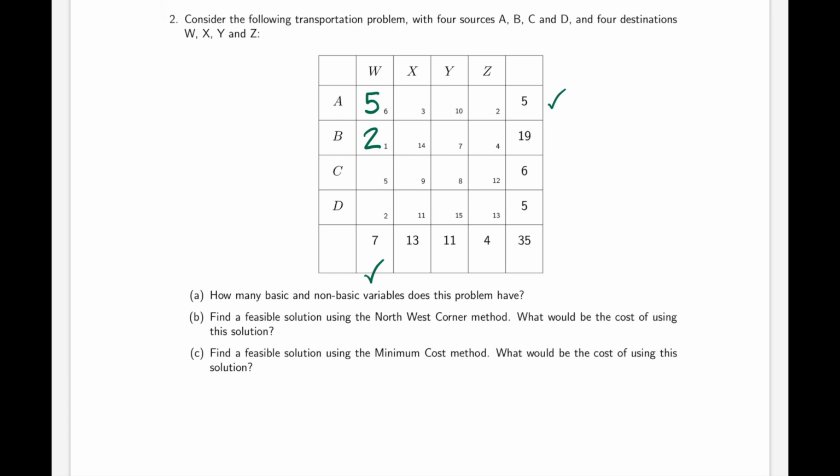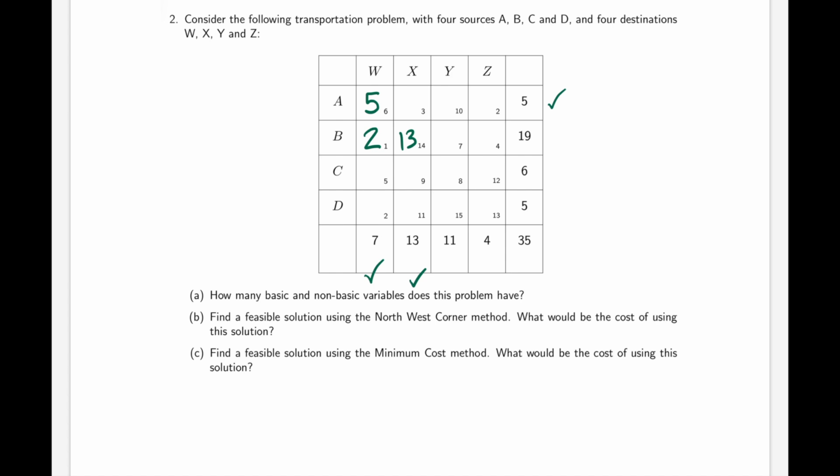Well, B can supply 19, but it's already supplying 2 to W, so it can supply an extra 17. But X can only take 13, so we will put 13 in here. That satisfies the X destination. So we cannot fit any more in that column, so we will travel east to BY. Now B can supply 19, but it's already supplying 15, so it can supply an extra 4.